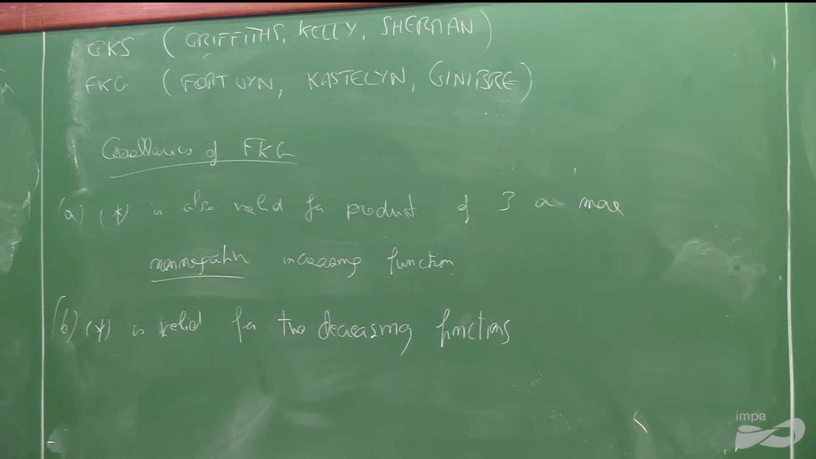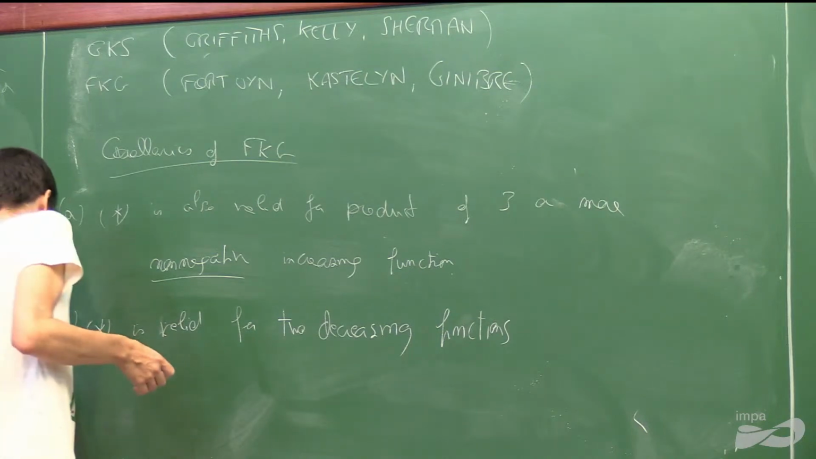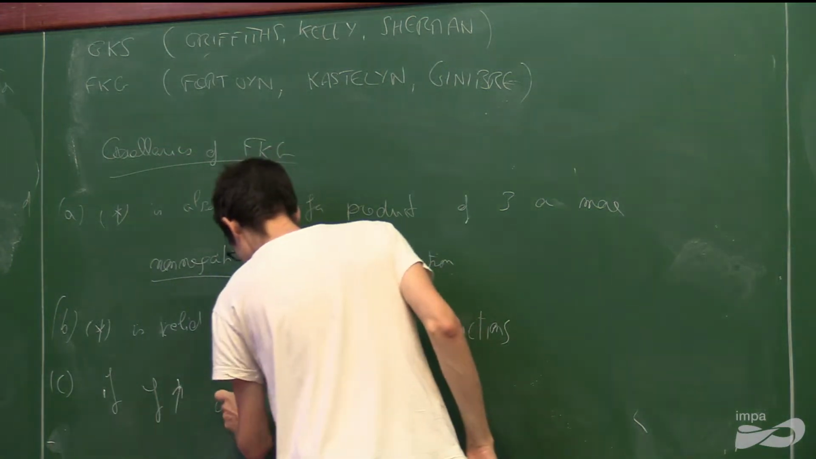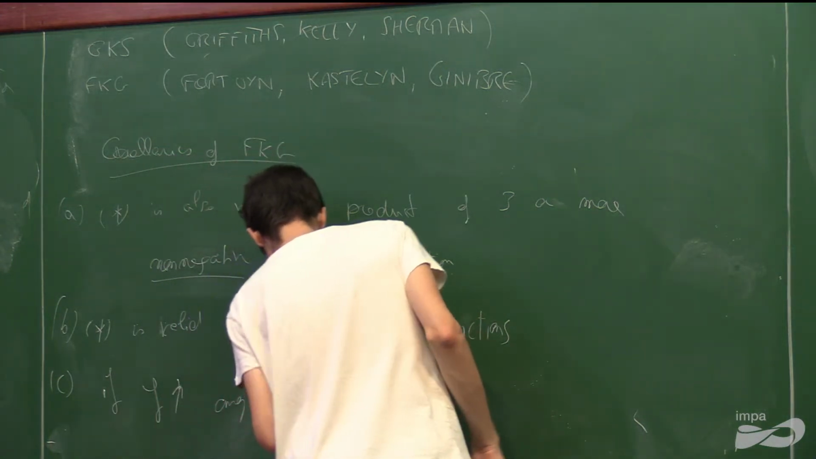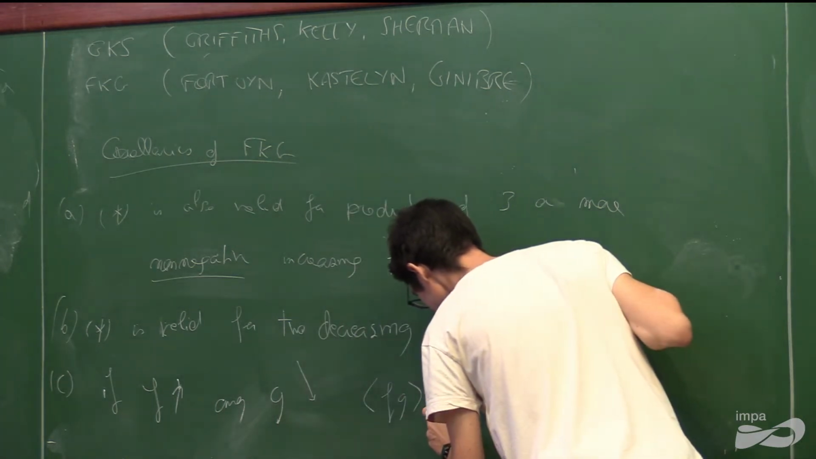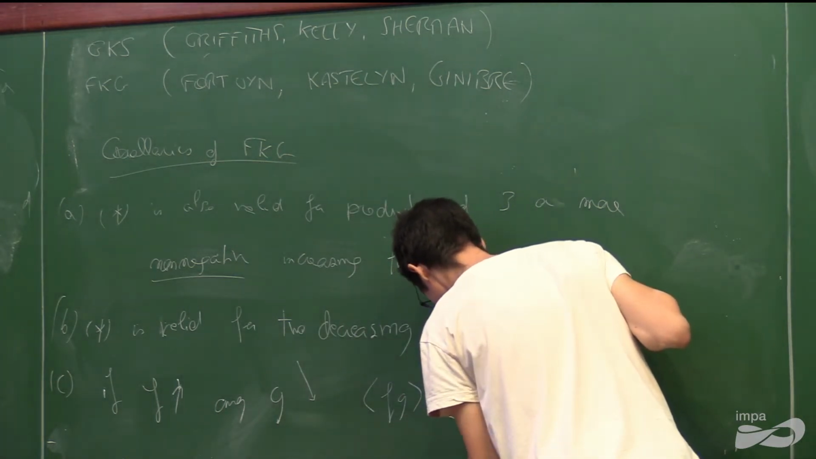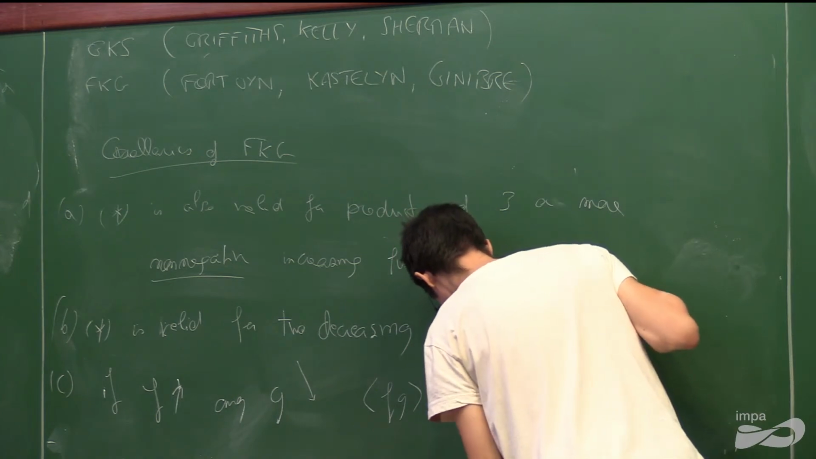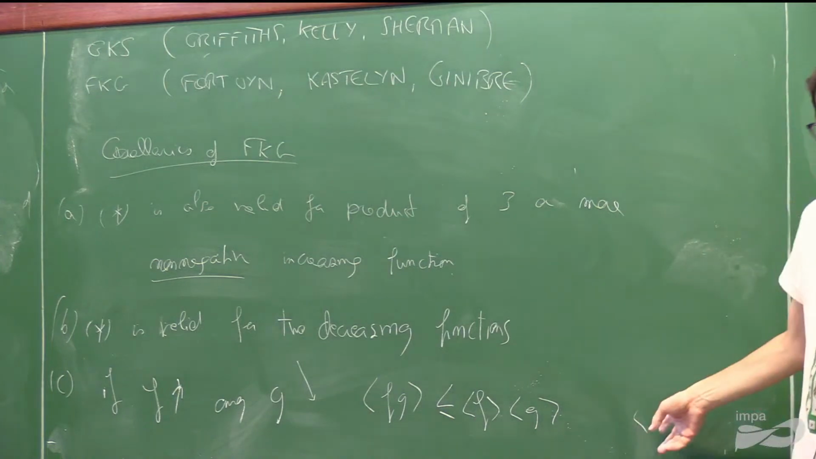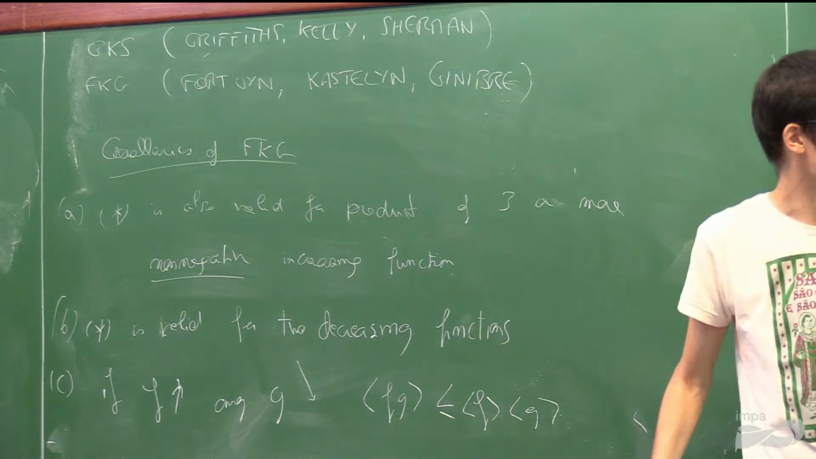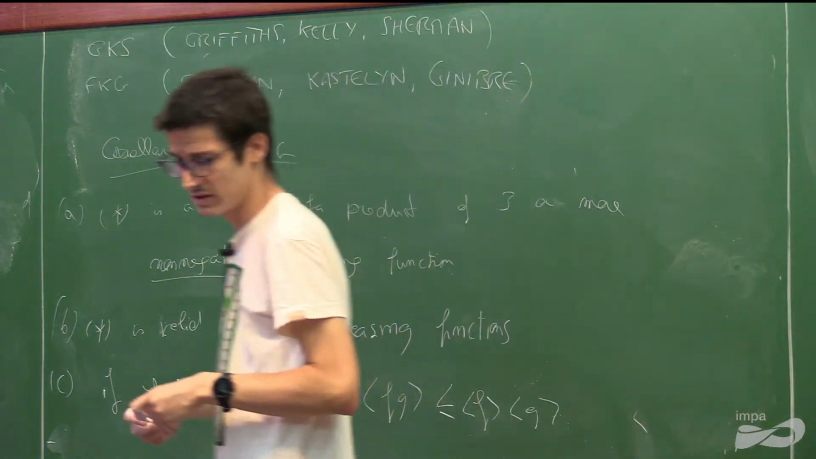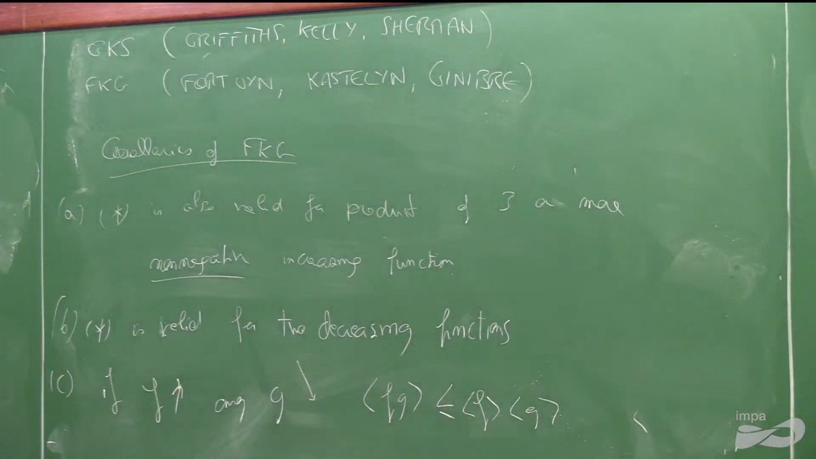Okay, and maybe if F is increasing and G is decreasing, then the expectation of Fg is smaller than the product of the expectations. Okay, this is also an obvious consequence. If you put a minus in front of one of them, then you just inverse the direction of the inequality.